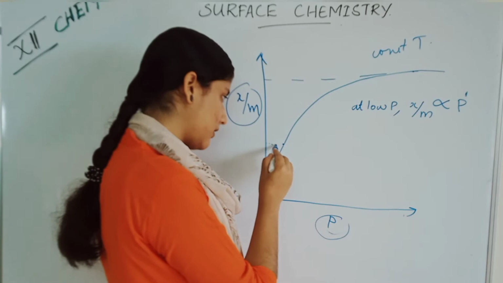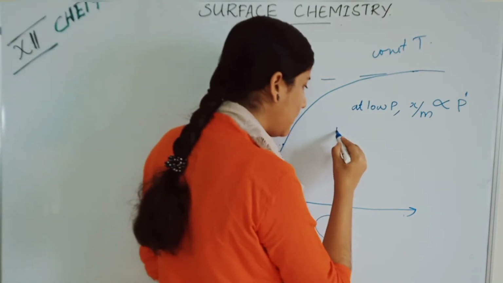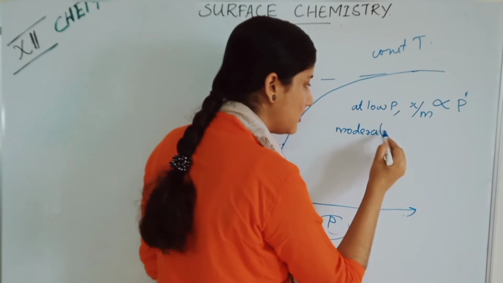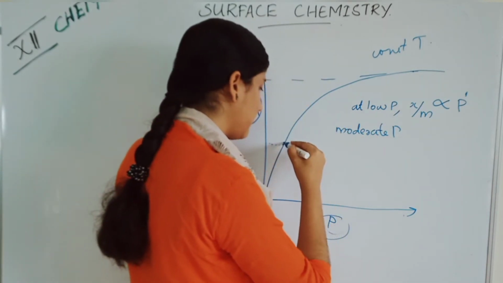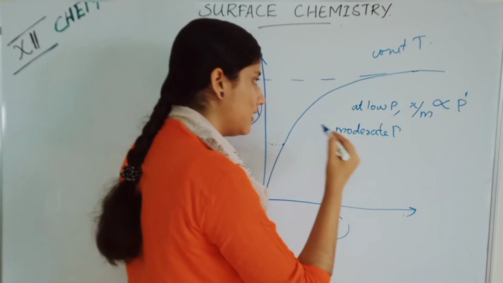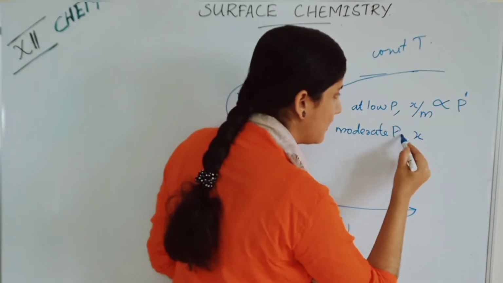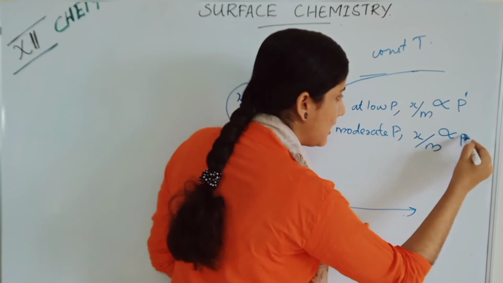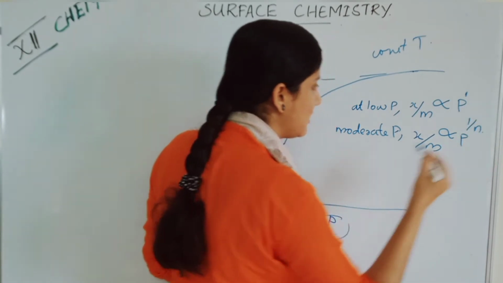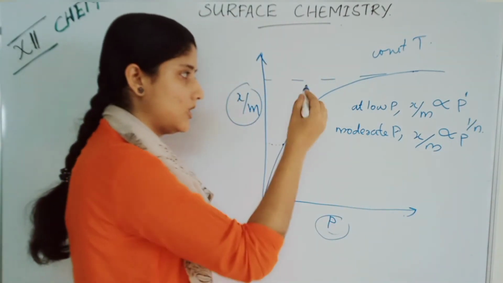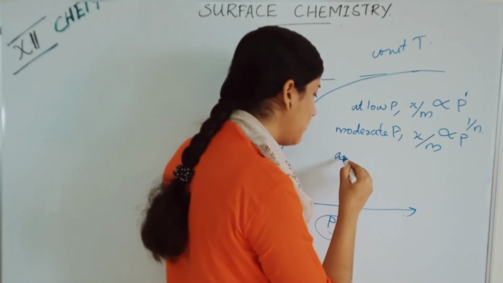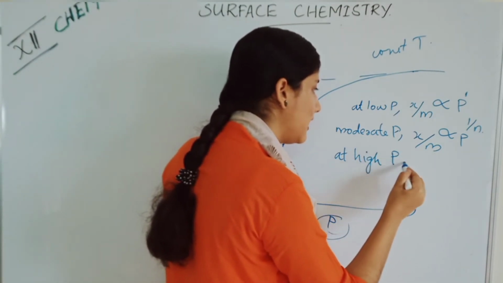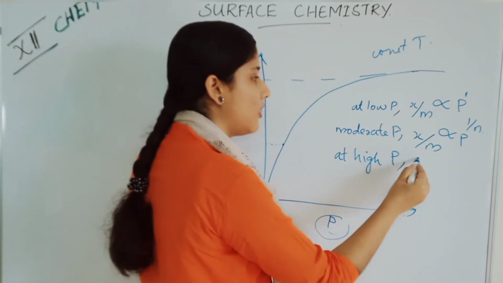increases the extent of adsorption. At moderate pressures, that is this region, we can say a parabolic curve, that is x by m is proportional to p raised to 1 by n. This is the case at moderate pressures. And at high pressure, what happens? It is independent. X by m is not depending on pressure.